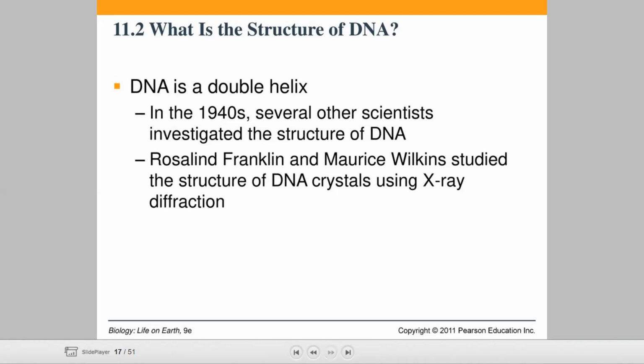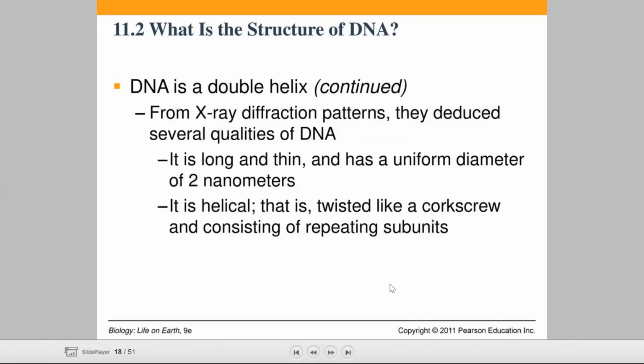Now, from that diffraction pattern, by using mathematical equations and analysis, they can deduce several qualities of DNA. First, they deduce that it is long and thin and has a uniform diameter of 2 nanometers.